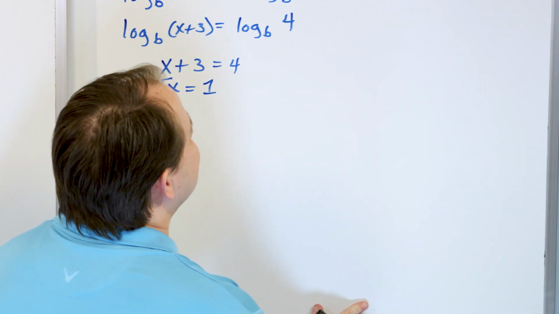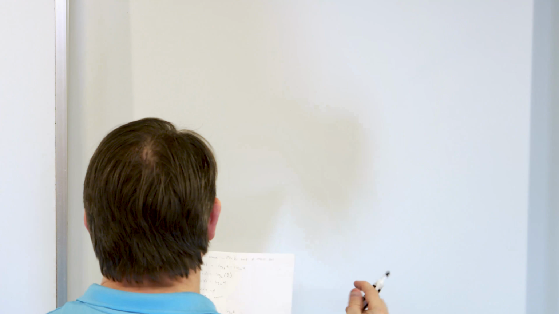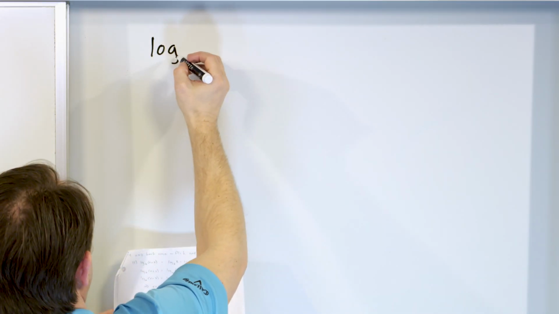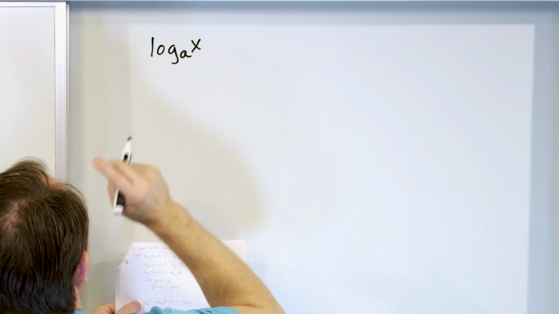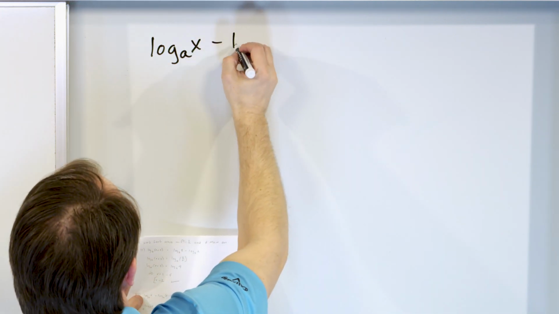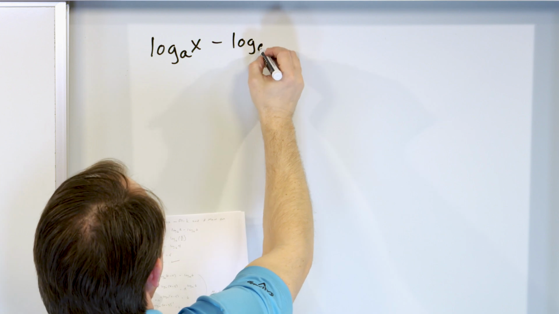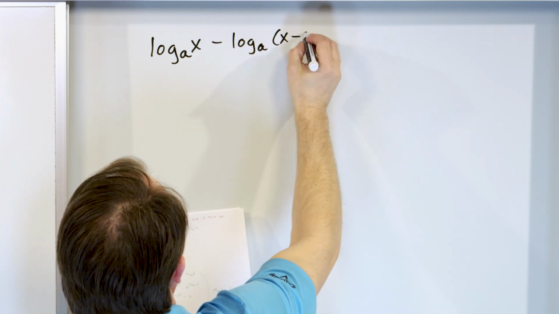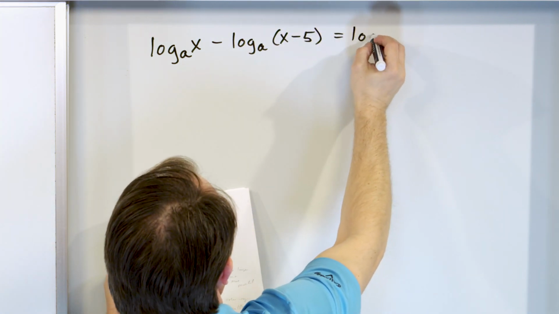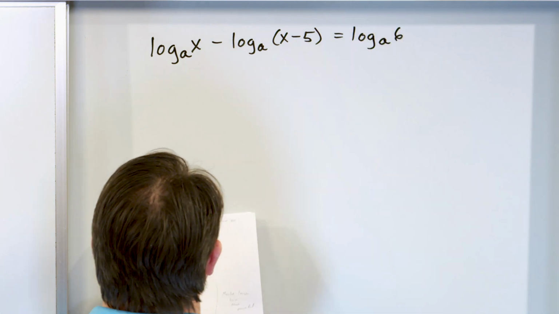Let me slide to the next board to do the next problem because it's a little longer, and then our last problem is actually going to be fairly short. What if we have log base a of x minus log base a of x minus 5 is equal to log base a of the number 6.